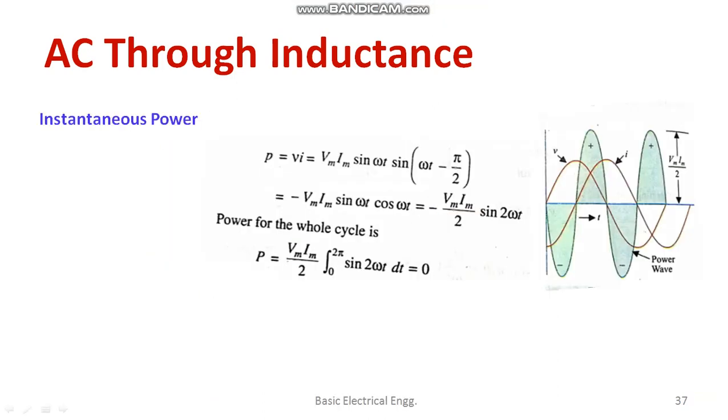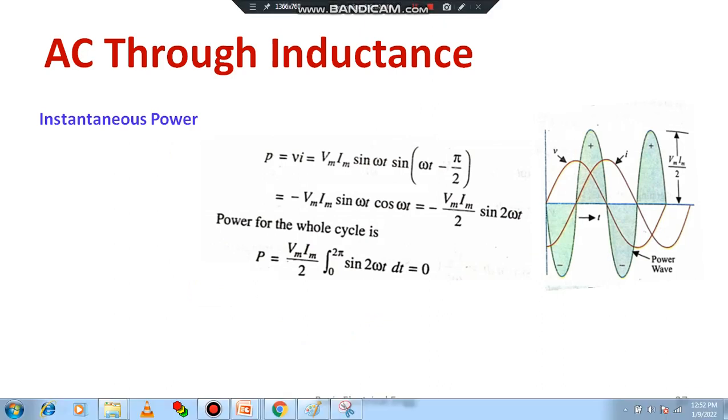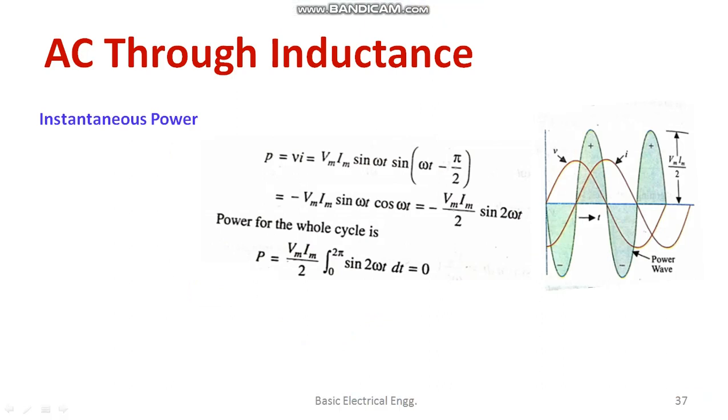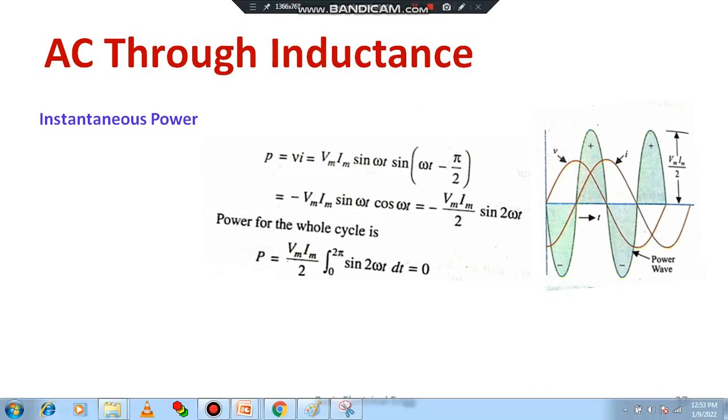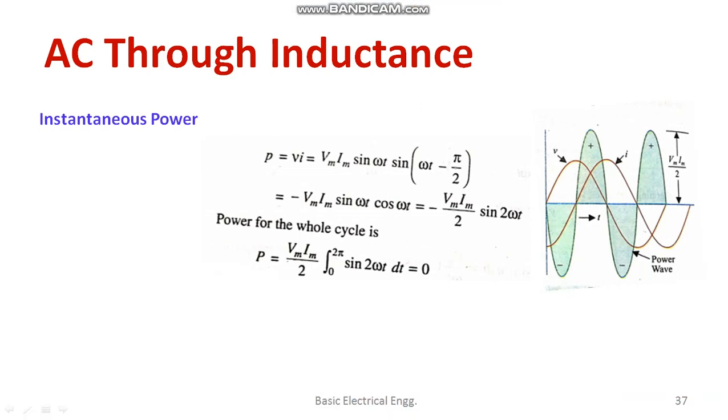Regarding the instantaneous power, you can calculate it using the formula V into I. V is Vm sin omega t, and I is equal to Im into sin omega t minus pi by 2. Sin omega t minus pi by 2 is equal to minus cos omega t, so minus comes over here: Vm Im sin omega t into cos omega t. You have to recall the formula sin 2A is equal to 2 sin A cos A. In the same manner you can apply it here: Vm Im by 2 into sin 2 omega t, with a minus.